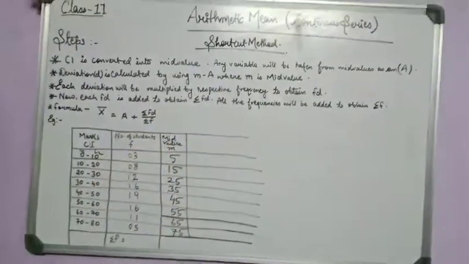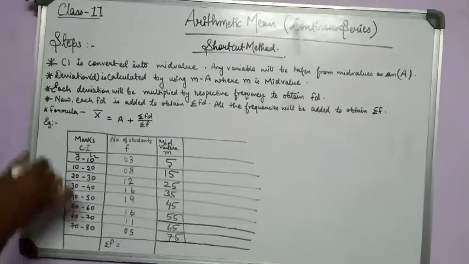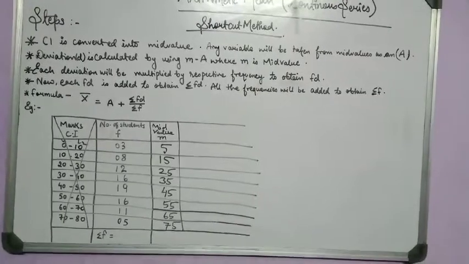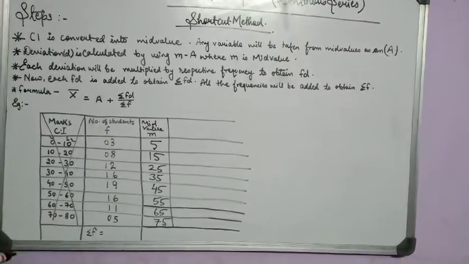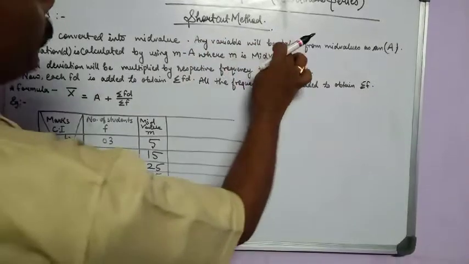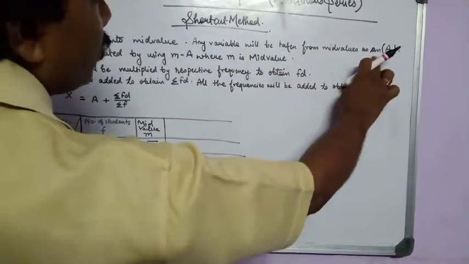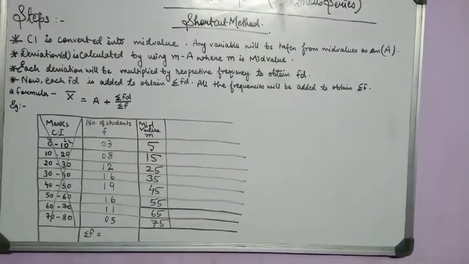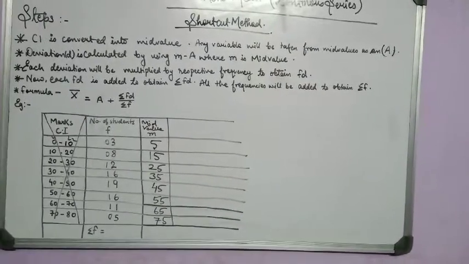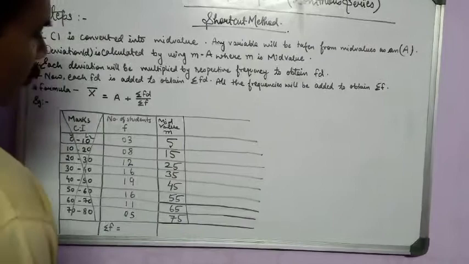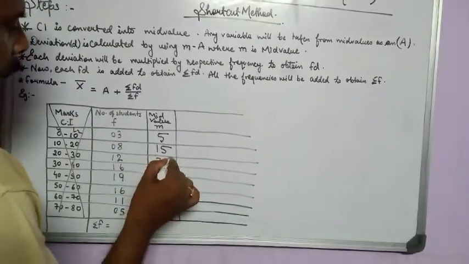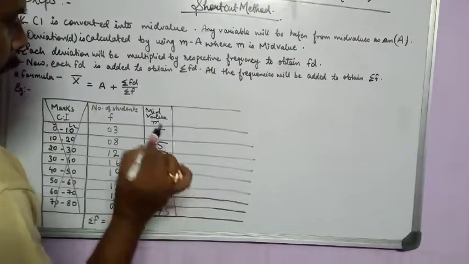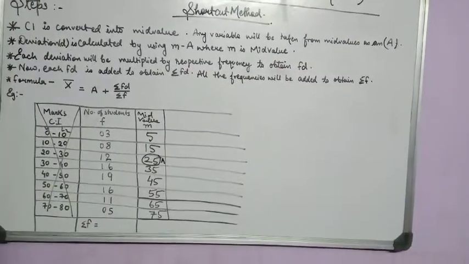So we have already calculated the mid values. Now there is no use of the class interval. Clear? That is the second step. Any mid value will be taken from the mid values as A. These are the mid values, you can take any one as you like. Suppose I take 25, that is A. This is known as the assumed mean.